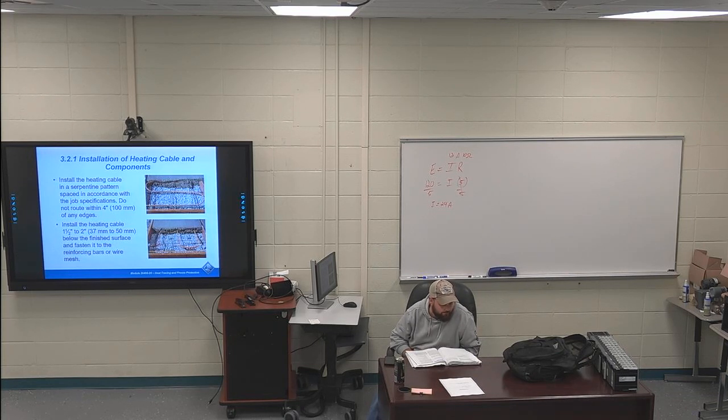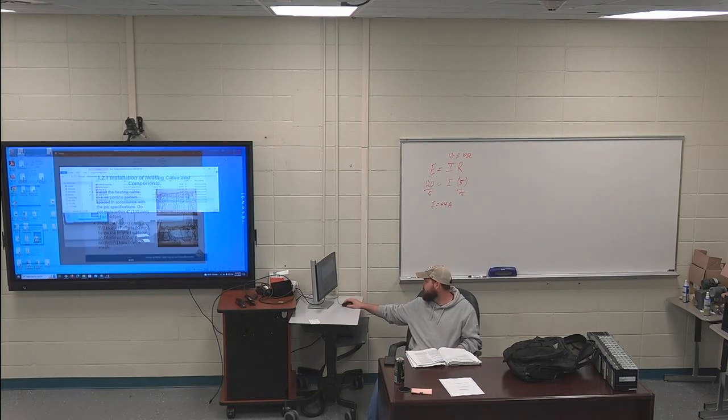Spacing between embedded or adjacent cable runs depends on the cable rating, but shall not be less than 1 inch on center. So it can't be less than 1 inch, but more likely it's going to be more than that depending on the cable rating. That's all I got for section 3. Moving directly on to section 4.